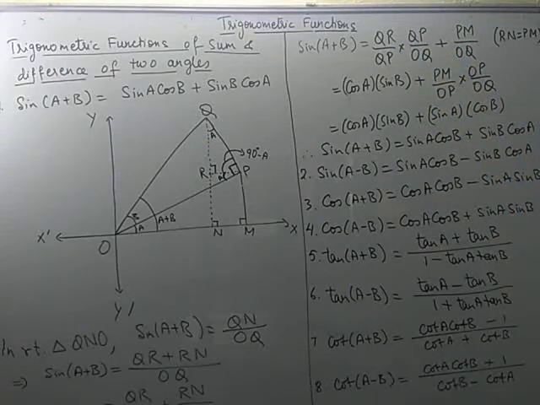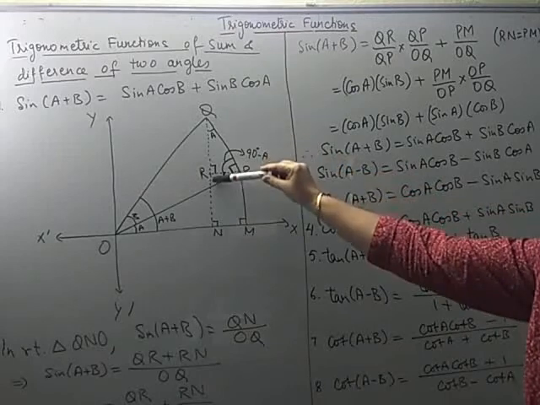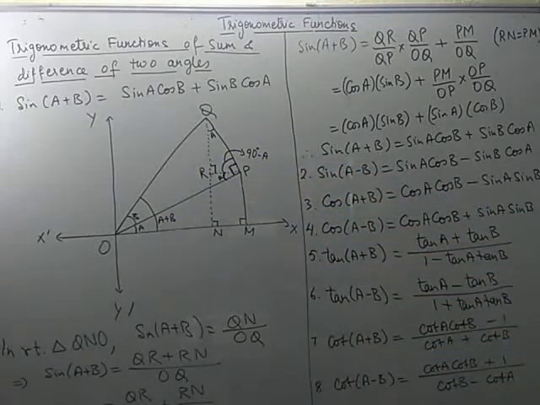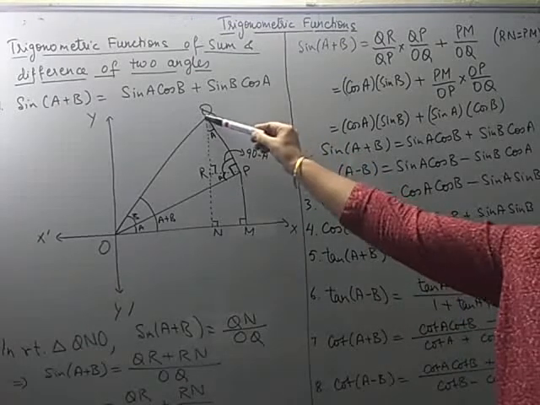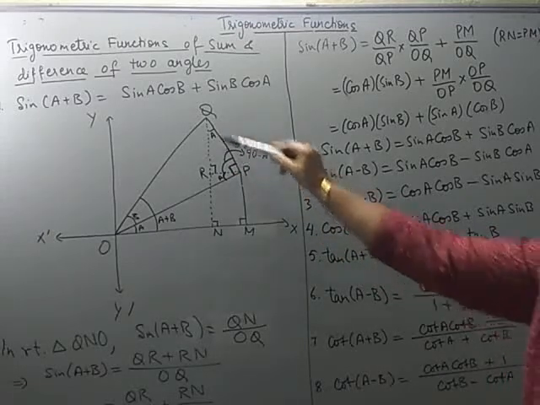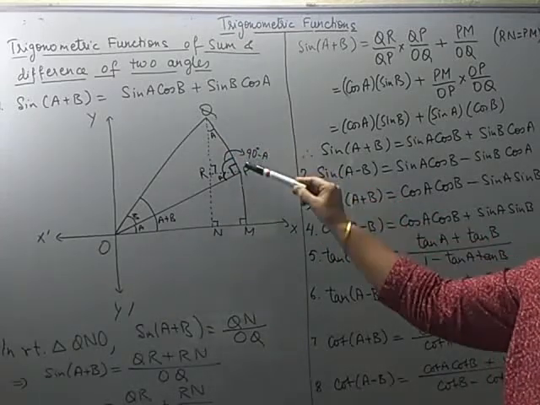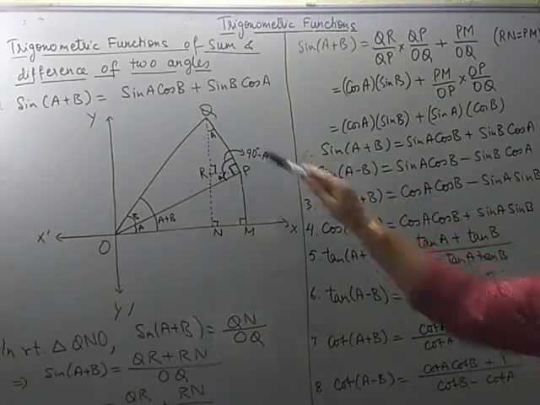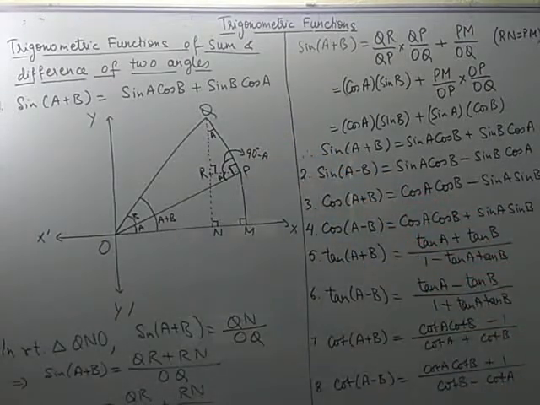The first ratio is QR over OQ. So do you find any connection between these two? They are not part of the same triangle. See, QR is part of the right triangle QRP and OQ is part of the right triangle QPO. So you have two right triangles. See if there is any common side to both. You will find QP is the common part of both the right triangles.